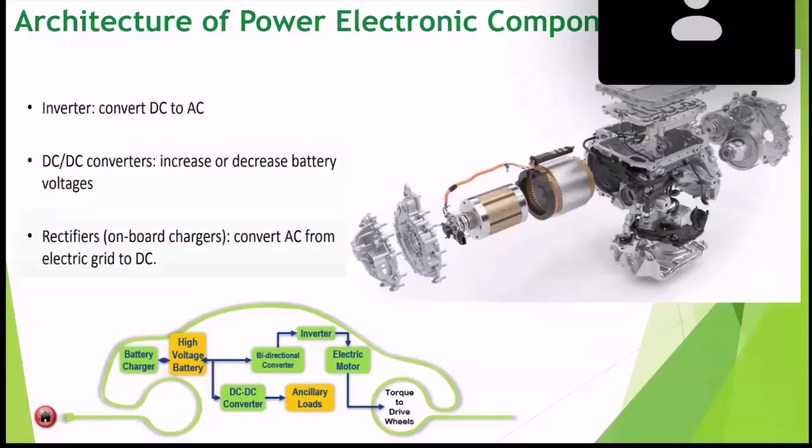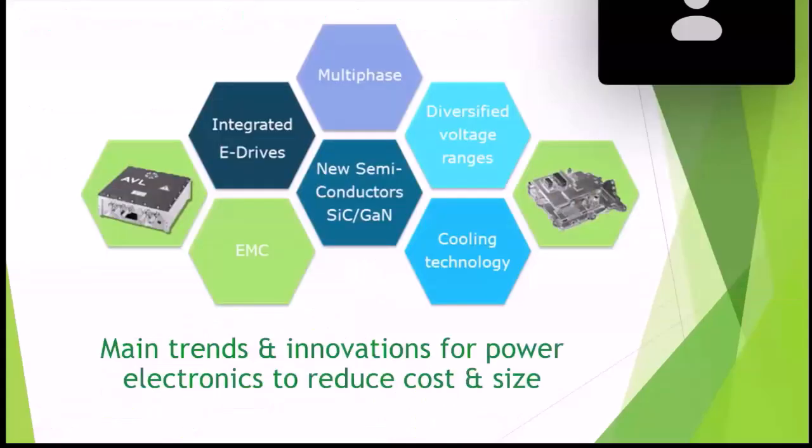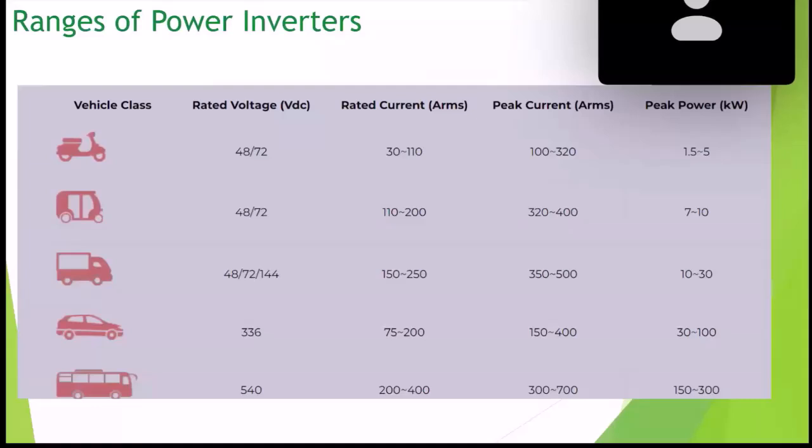So the powertrain itself consists of the inverter and other components. While designing these powertrain components, the main trends and technological advancements need to be considered, like cooling technology, fast switching frequency, size, and material availability. Many aspects need to be considered while selecting the power electronic components. Similarly, more importantly, the voltage range. The ranges of voltage for the different categories of vehicle are shown here.